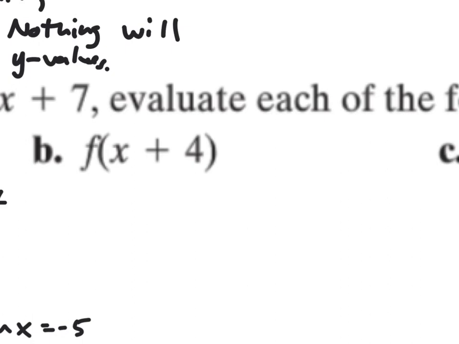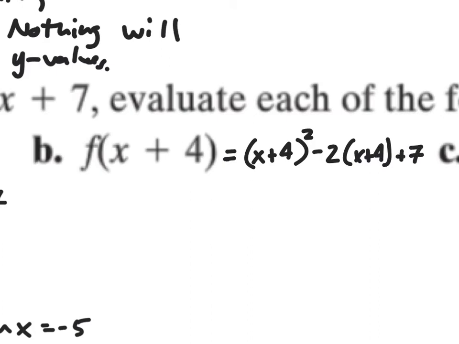The next one's a little bit trickier because I'm not just plugging in a number, I'm plugging in an algebraic expression. So if I'm finding f of x plus 4, I'm simply just going to plug in x plus 4 where I had an x. So I'm going to replace x with x plus 4 squared minus 2 times x plus 4, and then plus 7, okay?